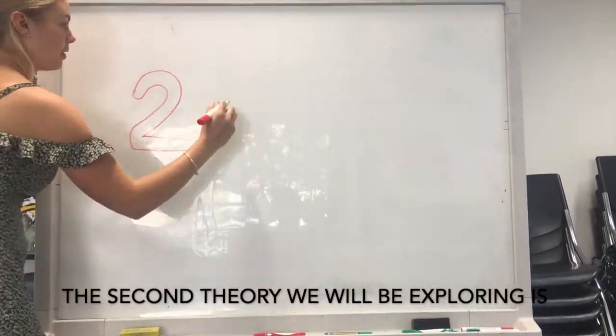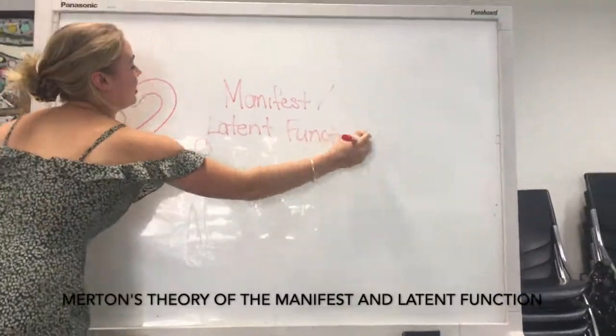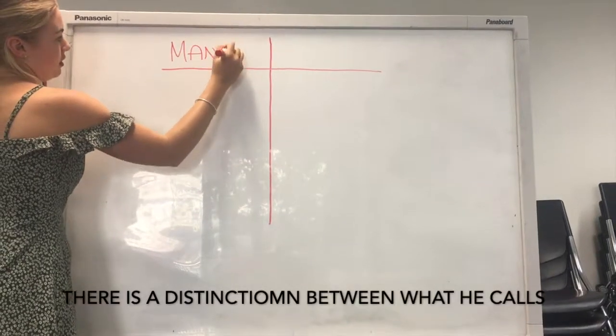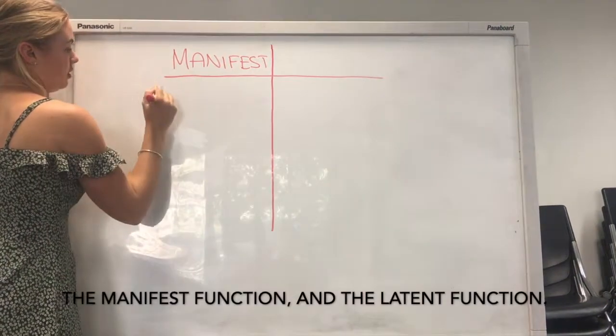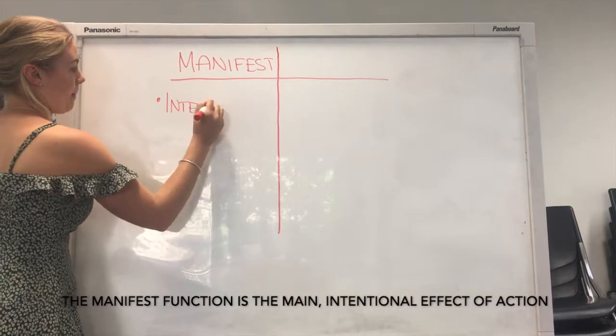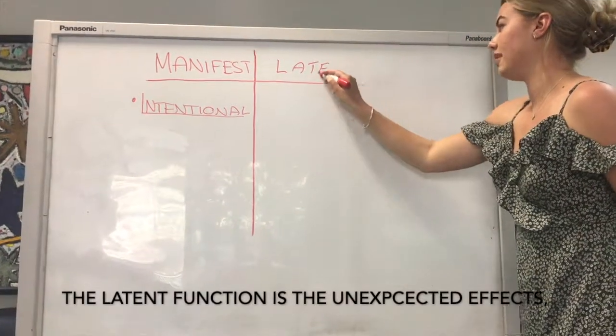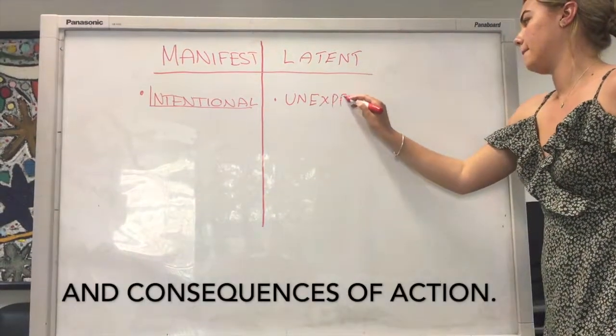The second theory we'll be exploring is Merton's theory of the manifest and latent function. Merton explains that with every function, there is distinction between what he calls the manifest function and the latent function. The manifest function can be understood as the main intentional effect of action, whereas the latent function is the unexpected effects and consequences of action.